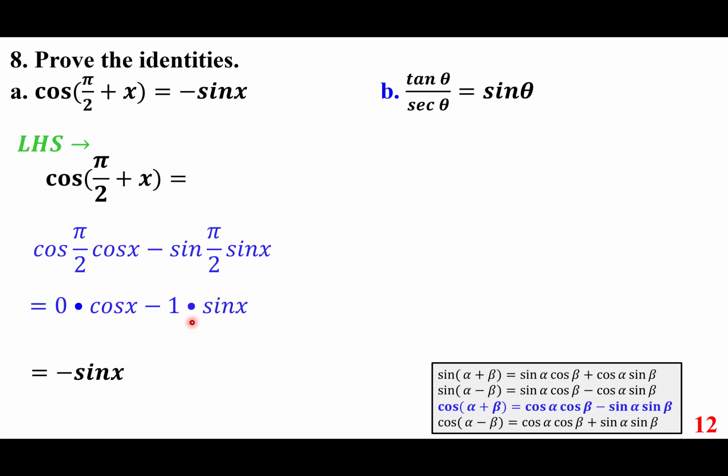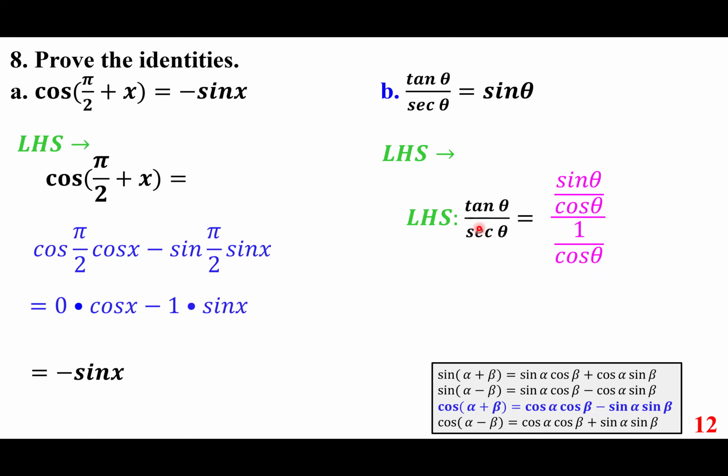Tan theta over secant theta must be sine theta. We start with one side. In this case, clearly the left-hand side, tan theta over secant theta, is more complicated. And we change everything to sine and cosine. Clearly, this is sine over cosine. This is 1 over cosine. You can just drop the common denominator because they have the same denominator. Or you can say, I'm going to multiply the top by cosine. So this becomes sine theta over 1. Either way is fine.